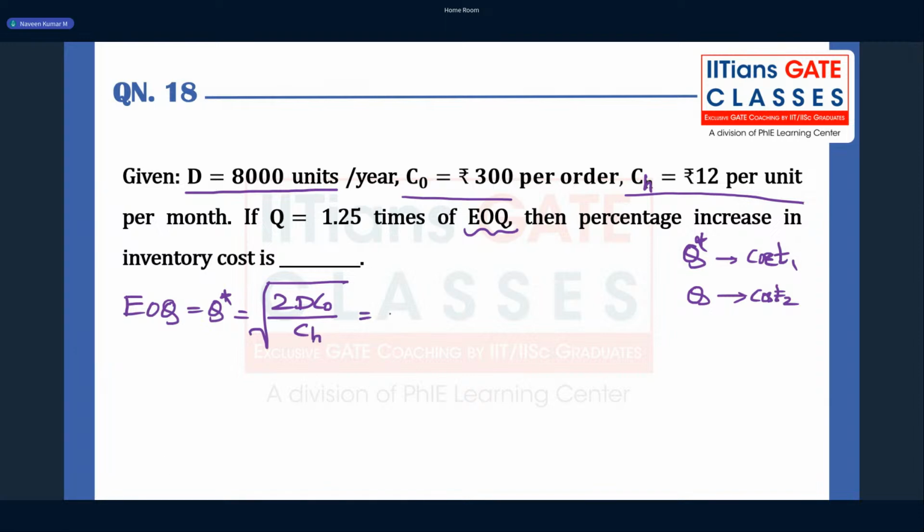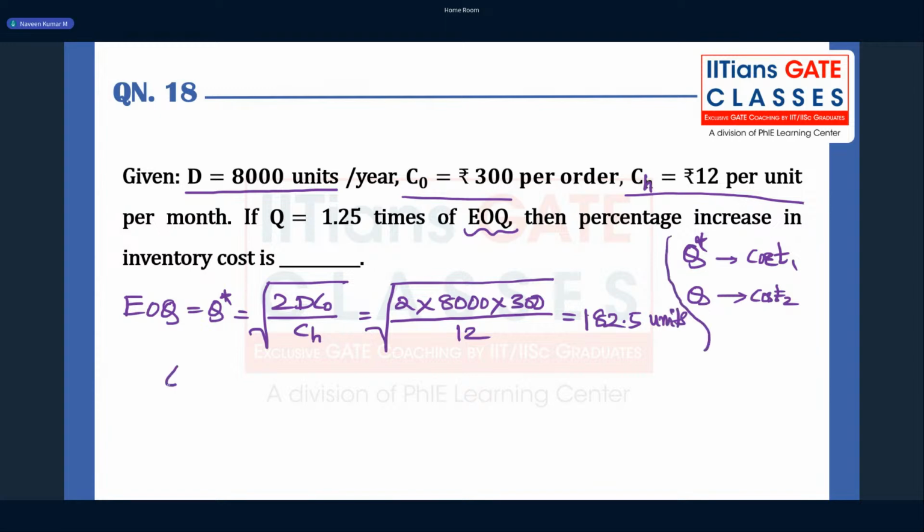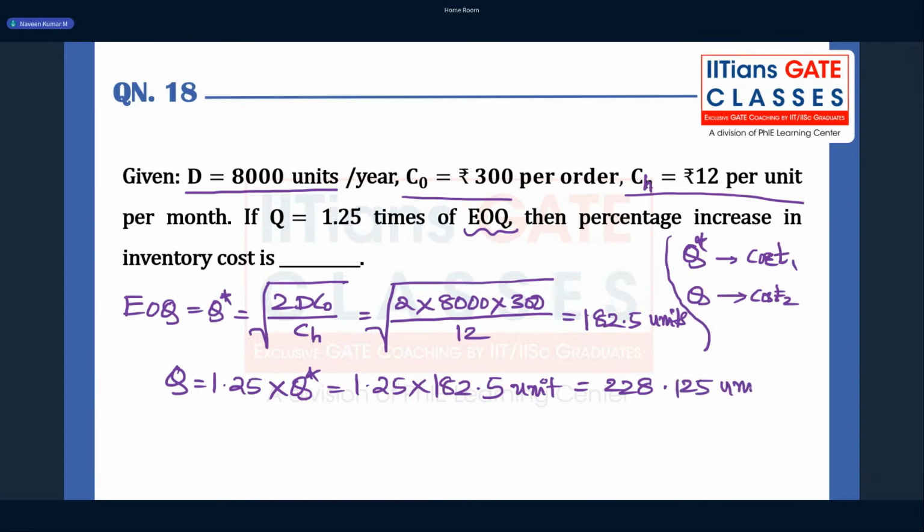So CH is equal to the square root of 2 into 8000 into 300 divided by CH, that is 12. So if you do this calculation, you get approximately 182.5 units, right? So this is your EOQ, that is your Q star. Now what is Q? Q is 1.25 times Q star, and that is 1.25 into 182.5 units. So that is 228.125 units, something like that.